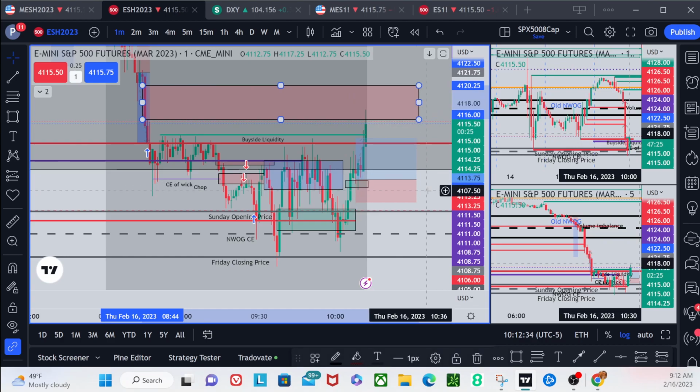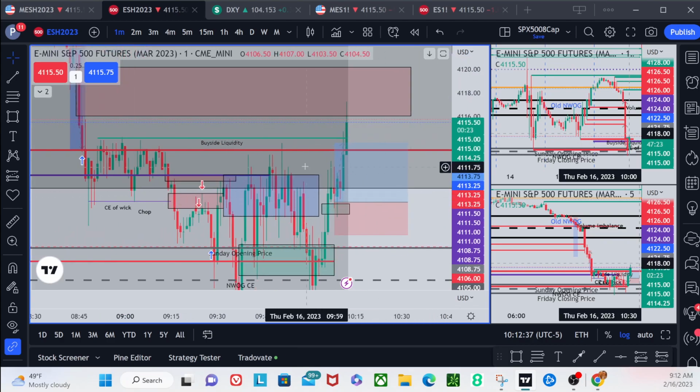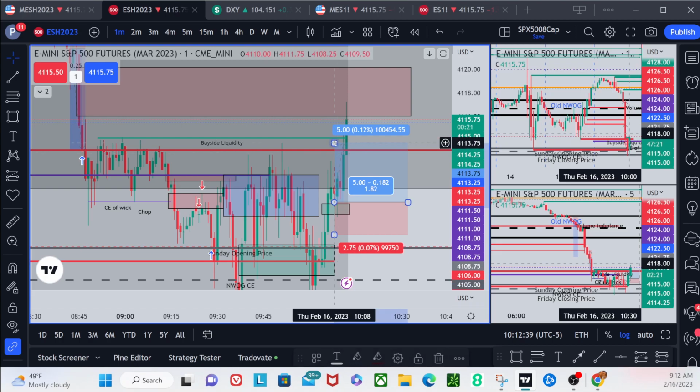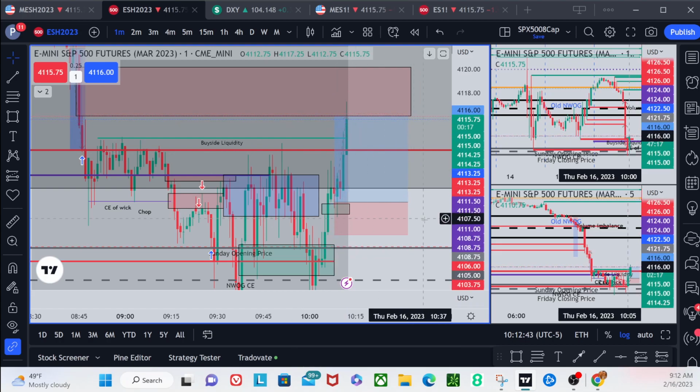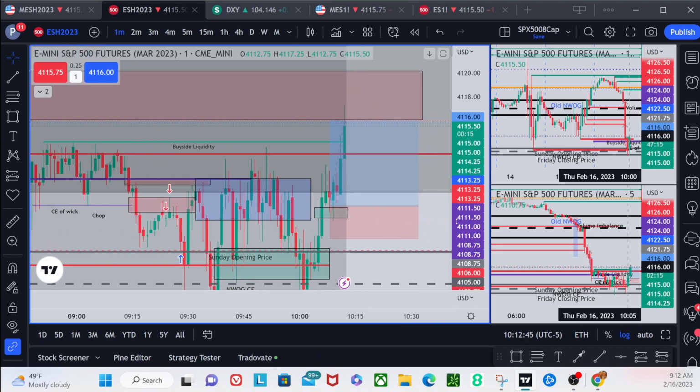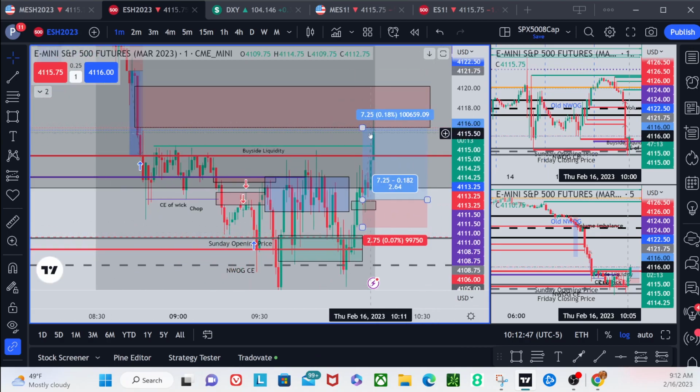And I'll talk about why that is even useful, and why we would concern ourselves with it once it gets there. Well, there you go. We're there. Consequent encroachment, look for that, which is the midpoint in here.